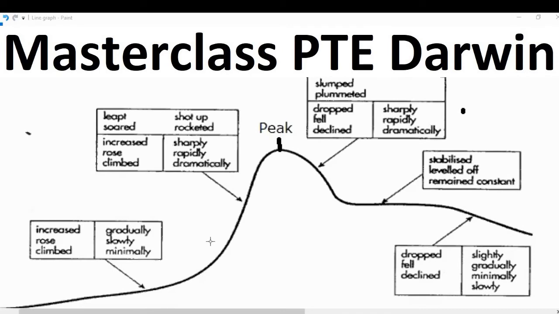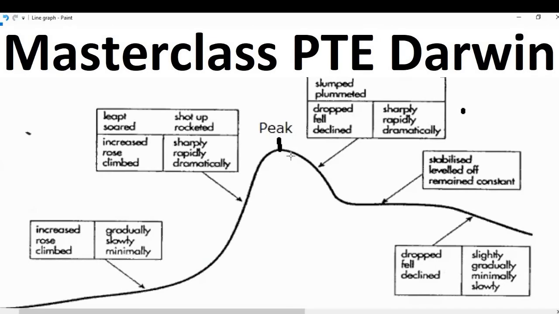And if you see this change, how this fragment is changing, if you select this area, how they are changing, very rapidly. Okay, so it's like sharp. So here you see leapt, soared, shot up, rocketed, or you can use words like increased sharply, rose rapidly, climbed dramatically. Okay, so these are the terms we will require to describe this sort of change.